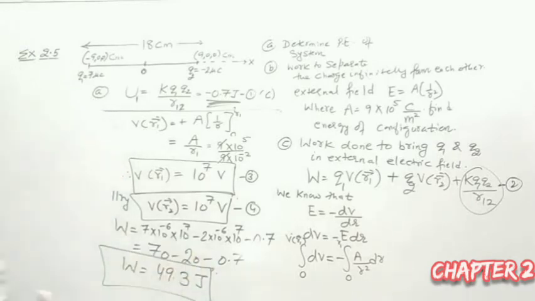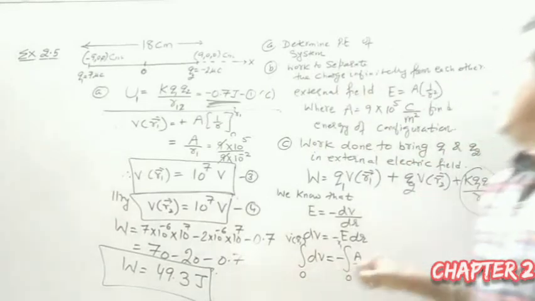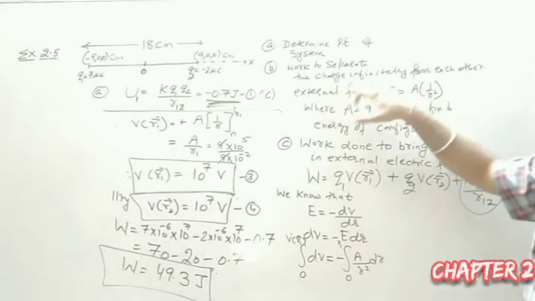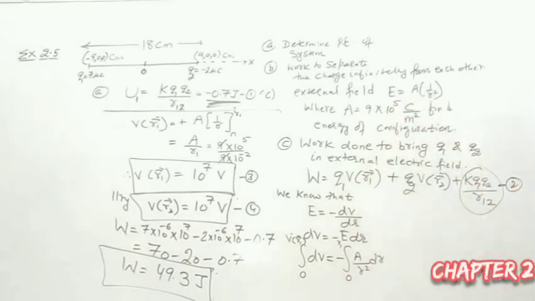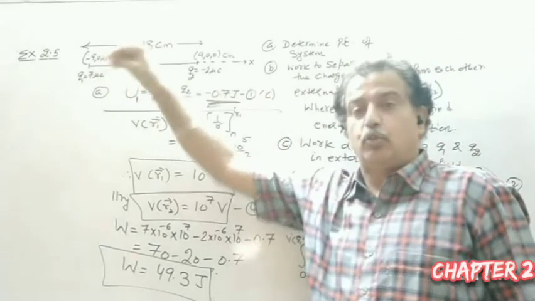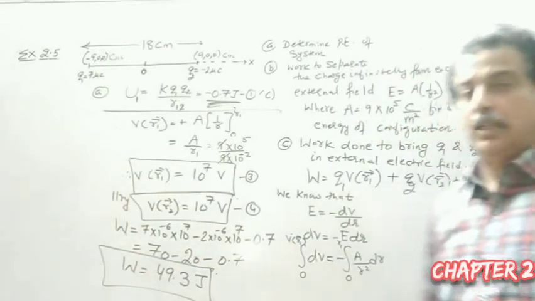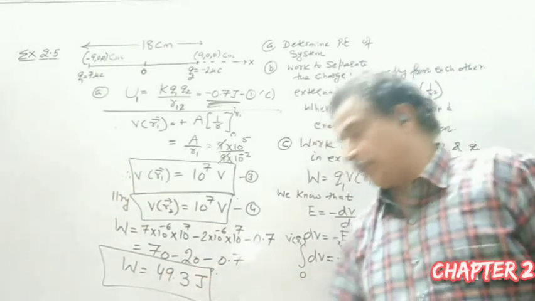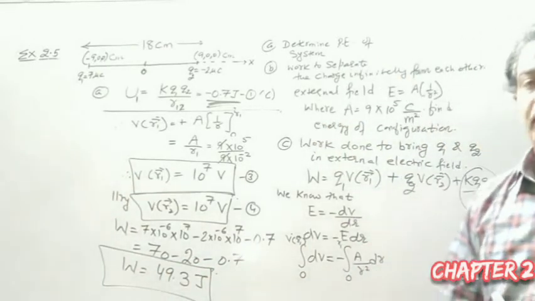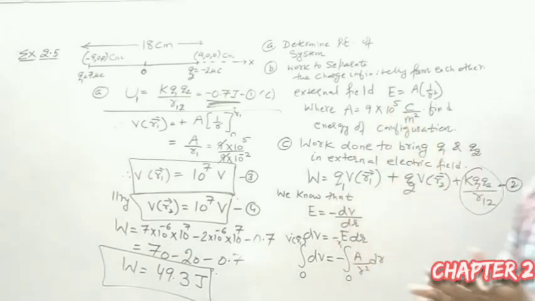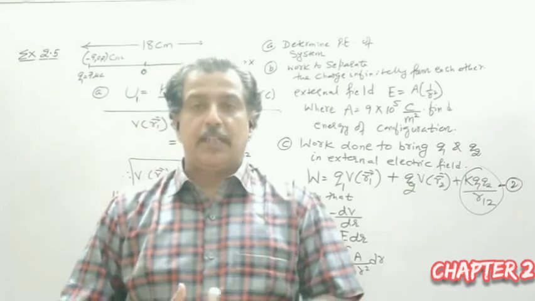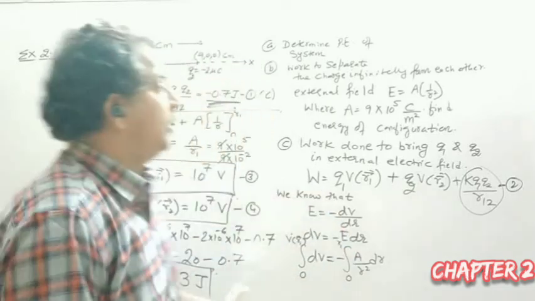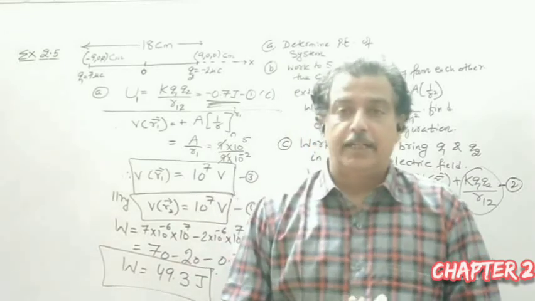So this much work is required to bring a charge in an external field. So if you want to arrange these two charges in an external field, you have to spend 49.3 joule of energy. So this is the direct application of our previous lecture on the potential energy of a system of charges. So these two examples are the applications.